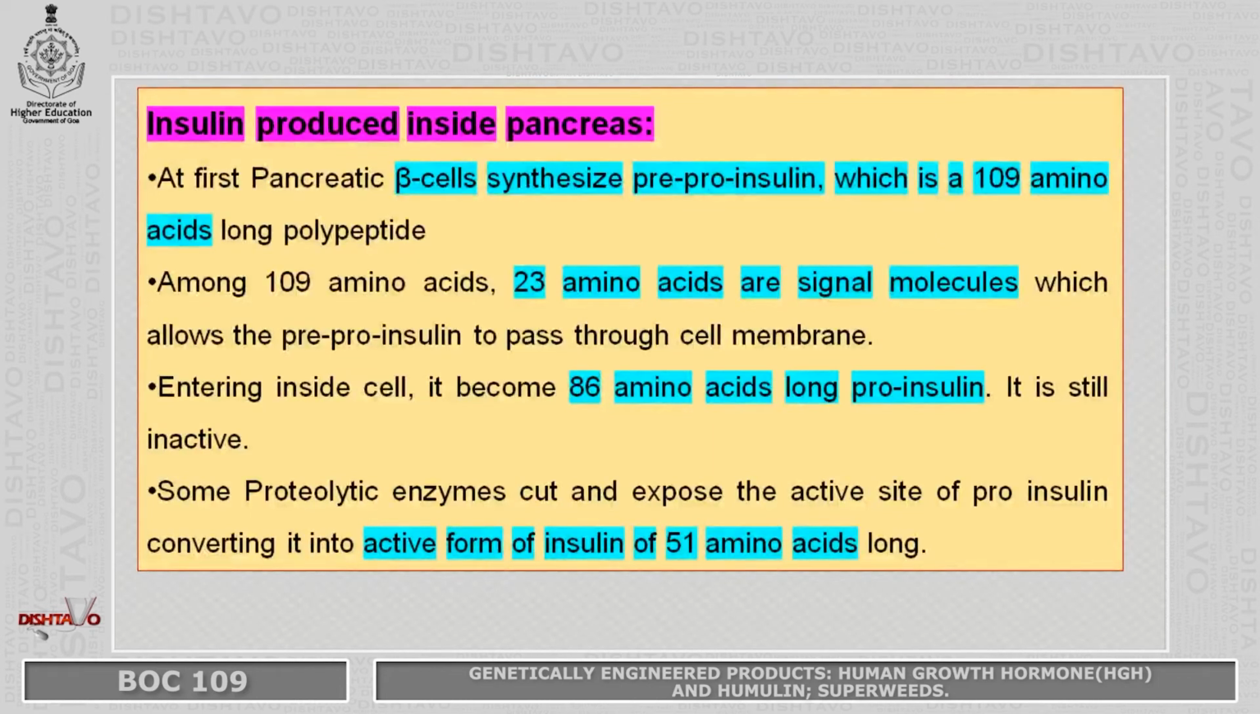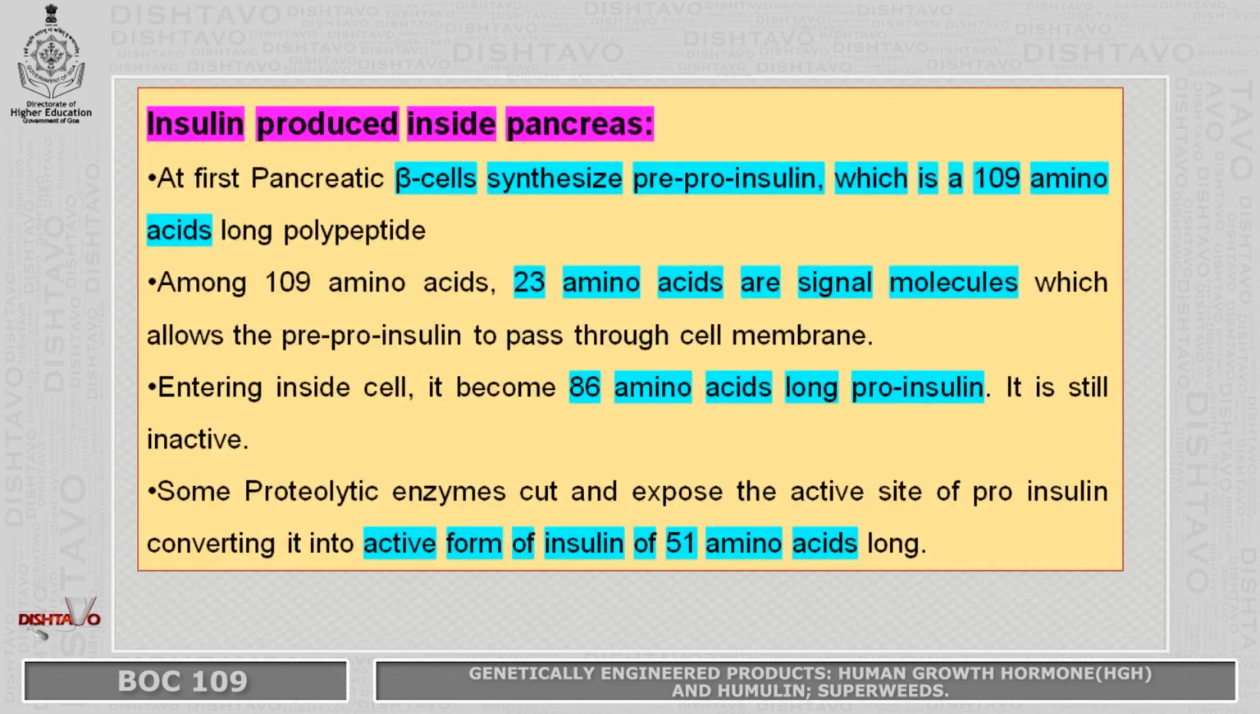Insulin is produced inside the pancreas by the beta cells. The beta cells will first produce a pre-proinsulin, which is a 109 amino acids long polypeptide. Of these 109 amino acids, 23 amino acids are known as signal molecules, which allow the pre-proinsulin to pass through the cell membrane. Once it enters the cell, the pre-proinsulin is called proinsulin, and it is now only 86 amino acids, but it is still inactive.